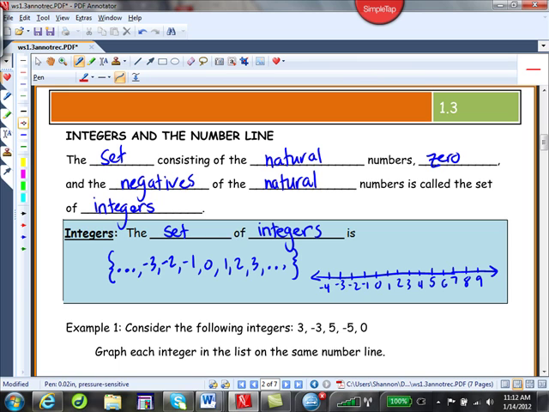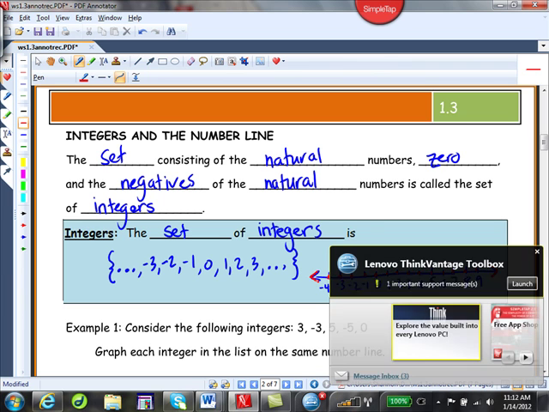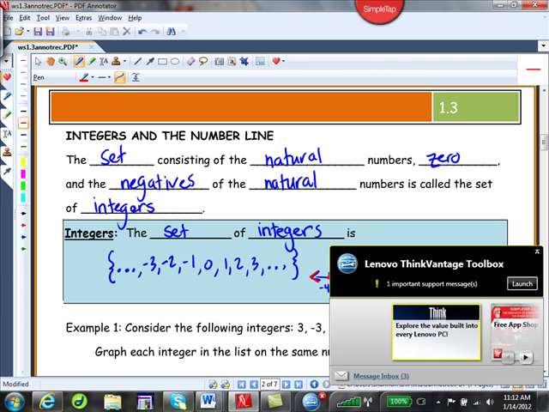And then we'll go ahead and plot out the set of integers. And then it goes on in this fashion. Again, none of the numbers in between, but it'll go on in this fashion forever. Whoops, sorry about that.